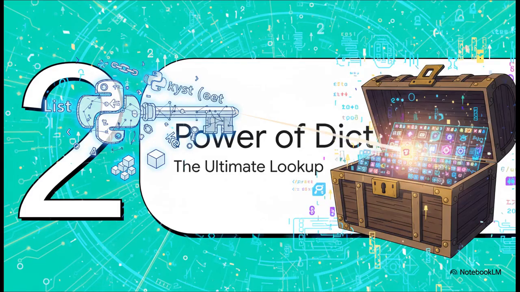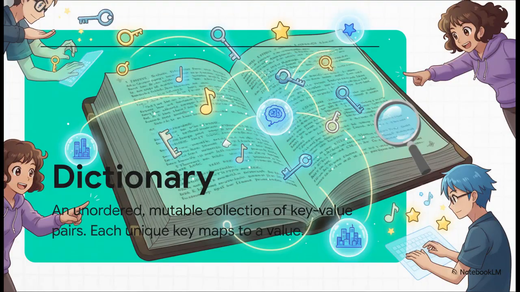Okay, so far we've been looking at tools that keep things in a neat sequence. But what if you don't care about the order at all? What if you just need to find something and find it fast? Well, for that job, we've got our next tool, the dictionary, and it's the ultimate lookup tool in our toolbox. So a dictionary doesn't store things in a line. Instead, it works with something called key-value pairs.